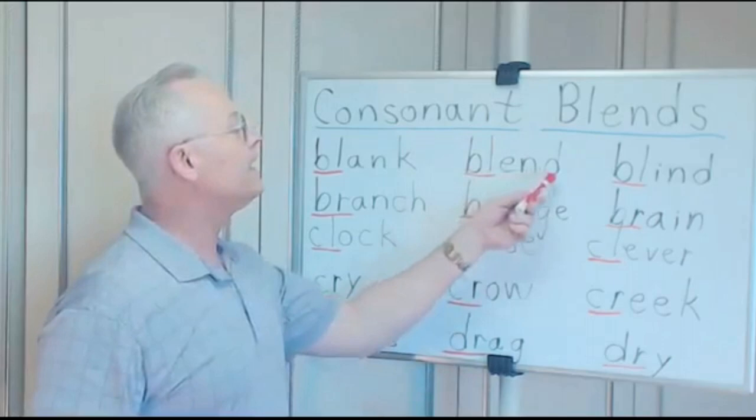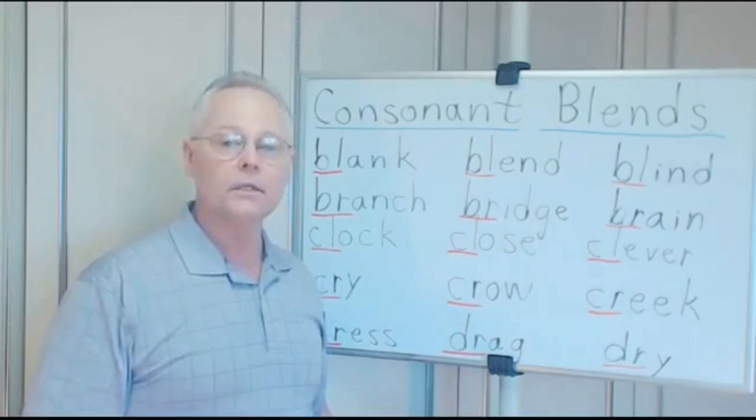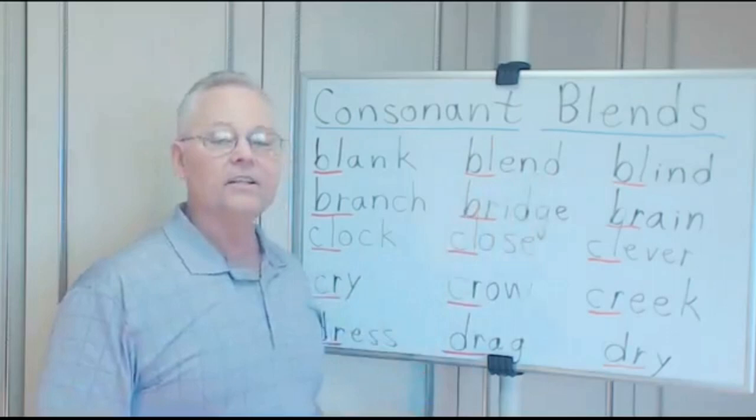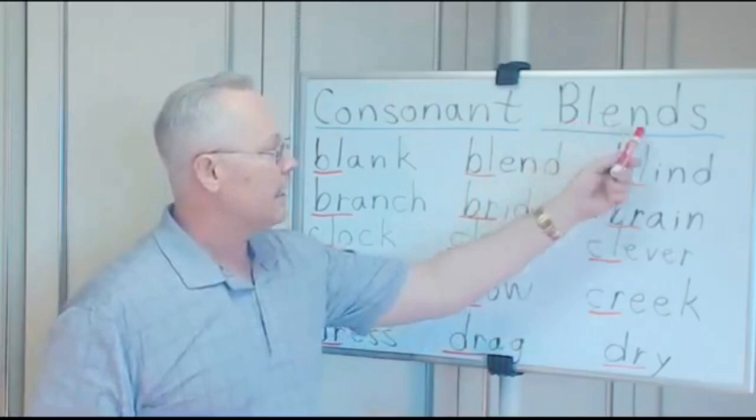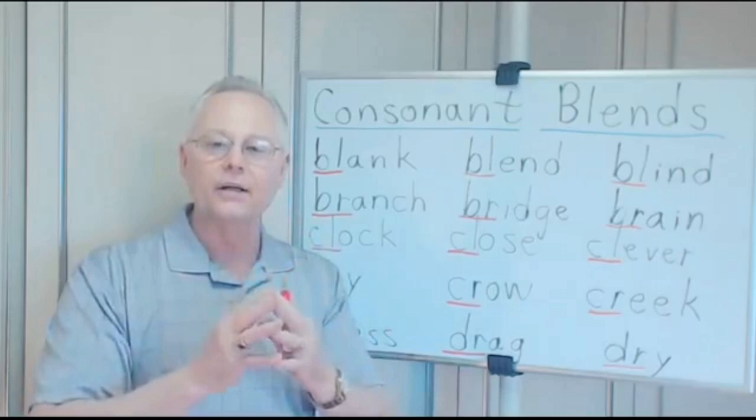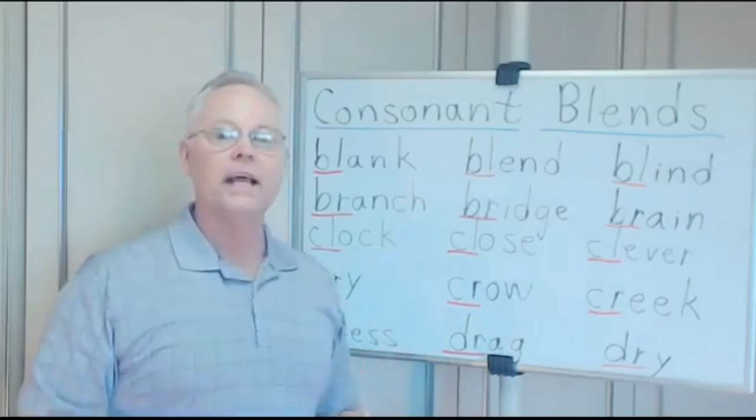Blend. B-L, bla, E-N-D. Now, E-N together normally just sounds like N, the letter N. D, duh, end. Like the end of the road, the end of the video. It's over, it's done. Bla, end, blend, like we use the word here. You blend two things or more together to make something else, right? Blend. A blend of fine whiskeys, a blend of tobaccos, different things put together.